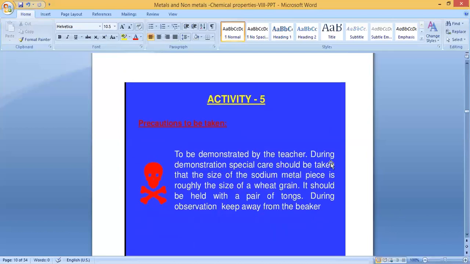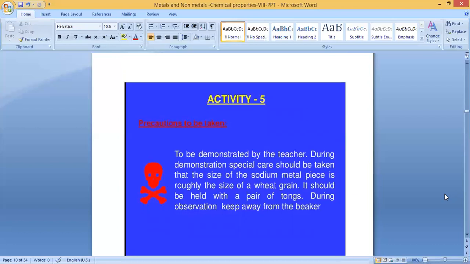To be demonstrated by the teacher. During demonstration, special care should be taken that the size of the sodium metal piece is roughly the size of a wheat grain. So how much sodium do you have to take? You have to take very little sodium, only the size of a wheat grain. It should be held with a pair of tongs. You know what tongs means?